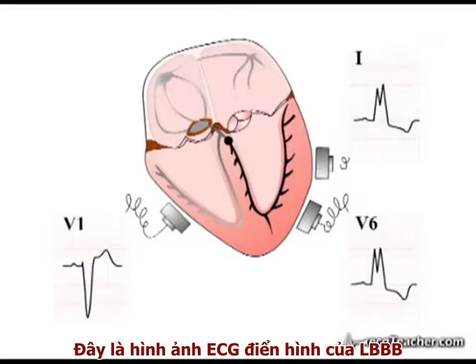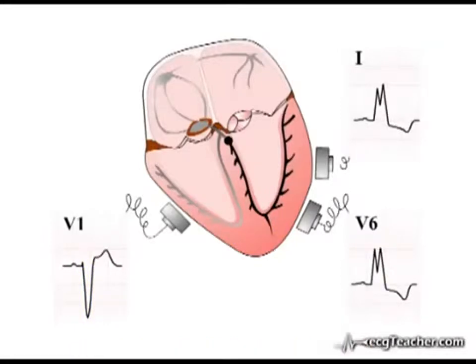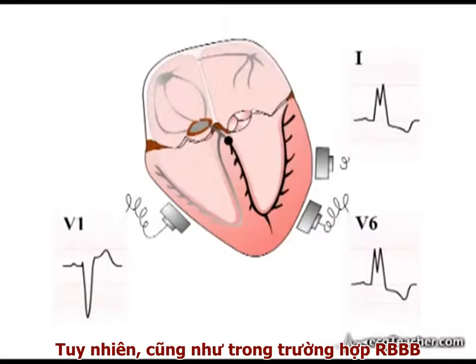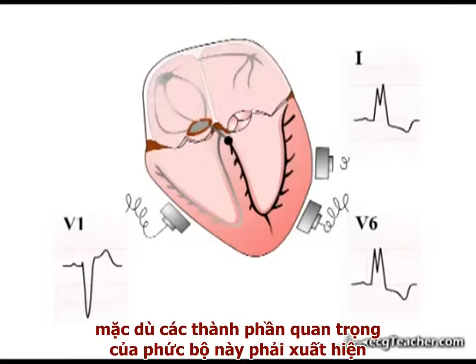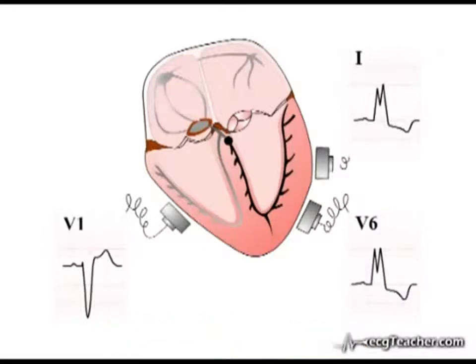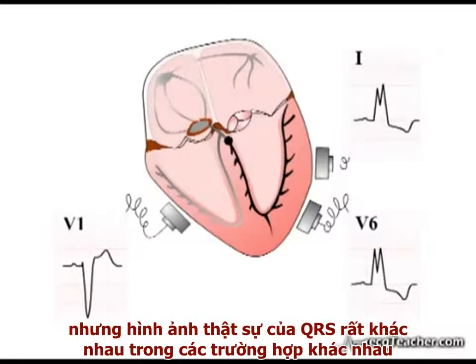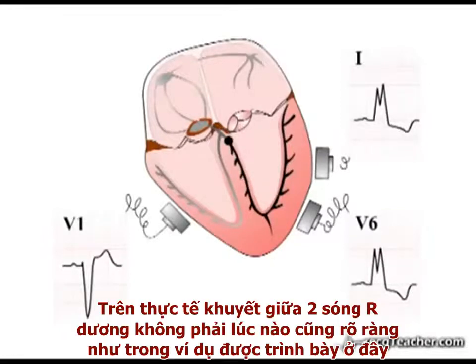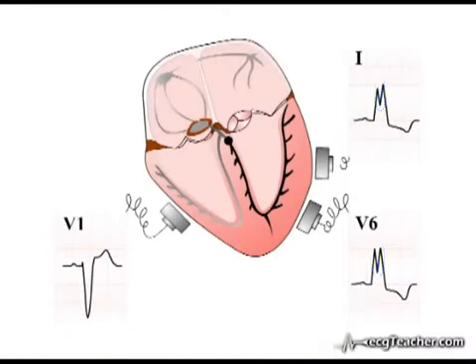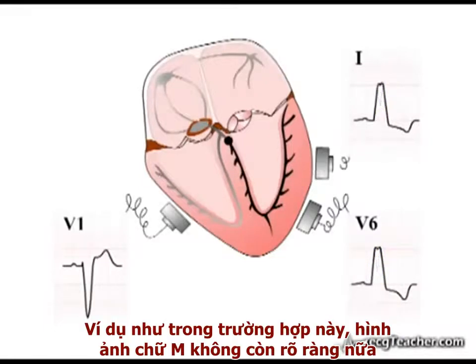These are the classical ECG findings described in left bundle branch block. However, just like right bundle branch block, although key elements of these morphologies must be present to make the diagnosis, the actual appearance of the complexes varies greatly between cases. In reality, the notch between these two positive deflections is frequently not as prominent as shown here. In this example, the M pattern is far less obvious.